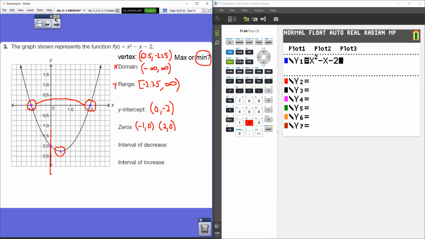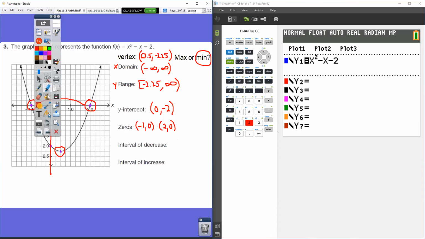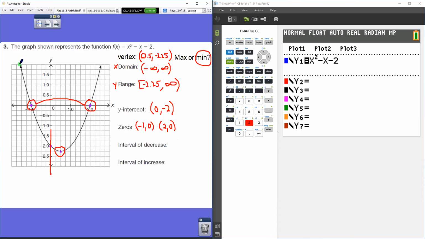The interval of increase and decrease. We're going to do decrease first. Our decrease is where the graph is going down as you go from left to right. So as we go from left to right, this green part is the interval of decrease. That starts off at negative infinity because it keeps on going to the left, and it ends at 0.5. Remember, anytime you do increase or decrease, it's always roundy parentheses.